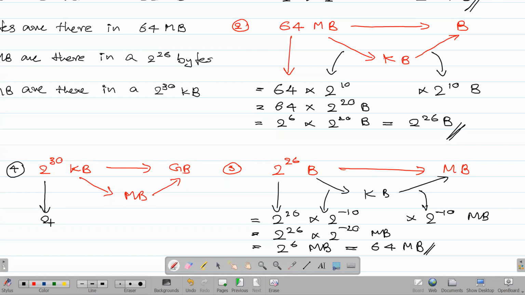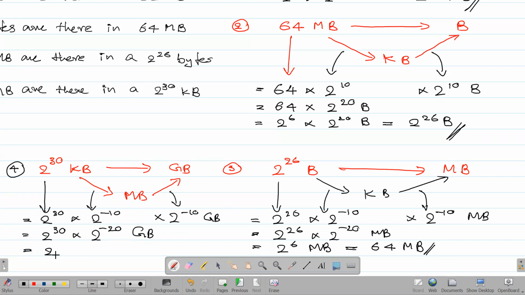So 2 to the power 30 kilobytes to megabyte will cost you 2 to the power minus 10. Megabyte to gigabyte will cost you another 2 to the power minus 10. This is in gigabytes. So which means 2 to the power 30 into 2 to the power minus 20 gigabytes, which means 2 to the power 10 gigabytes. If you want to have it as a number, it is 1024 gigabytes.